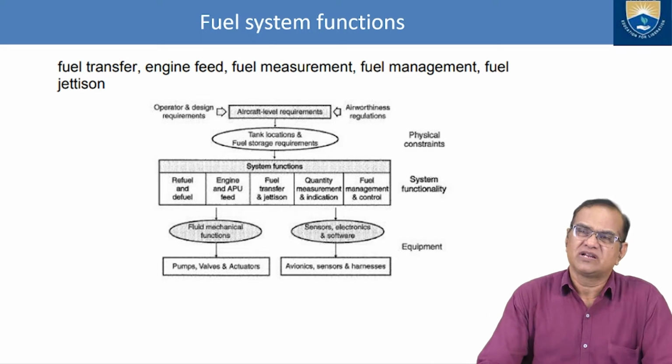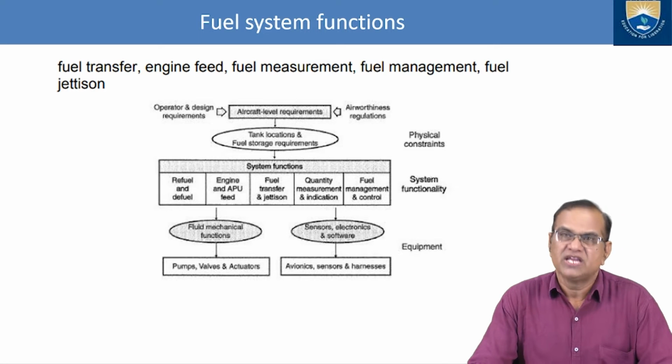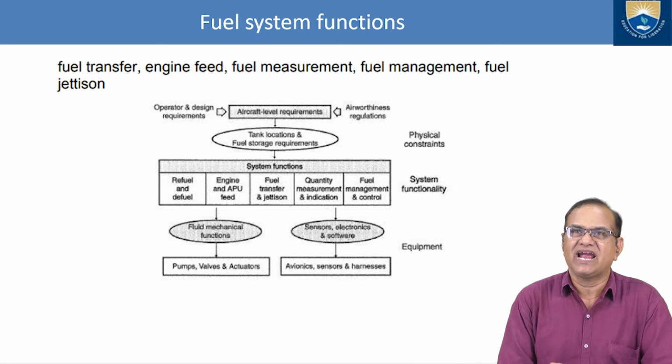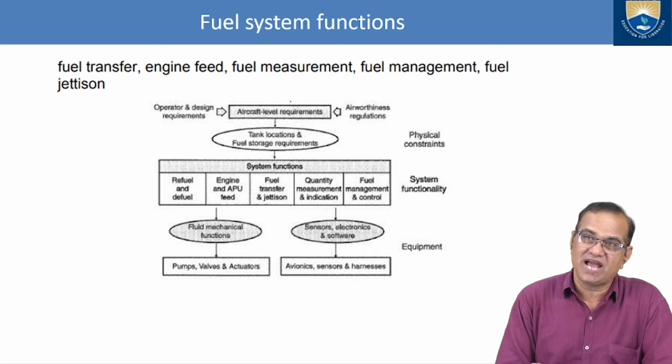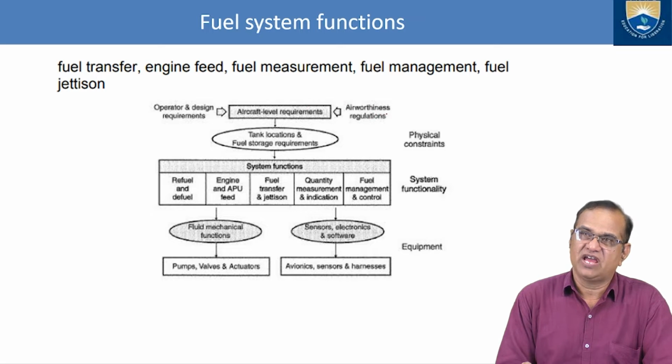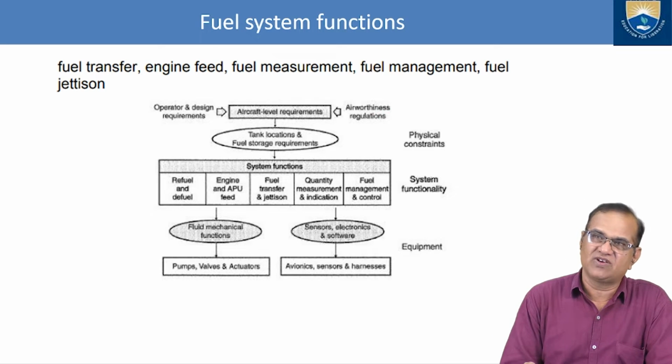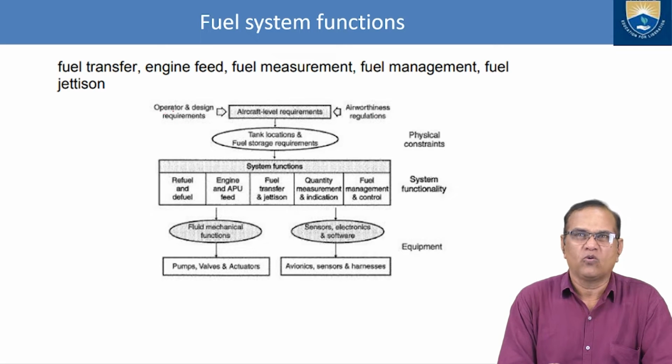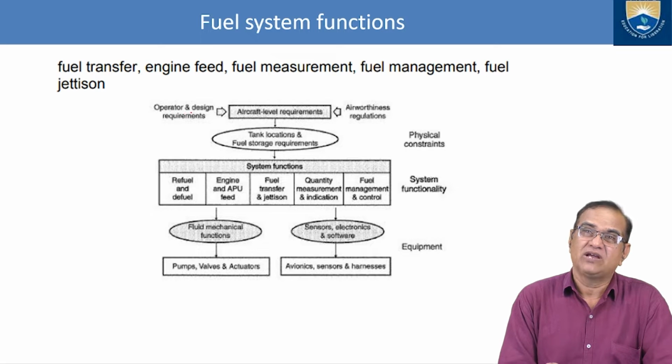Here I have shown one diagram or table in which you can see the operator and design requirements. It will go to the aircraft level requirement, such as how much fuel level in the aircraft can be seen by the pilot in the cockpit. Airworthiness regulations: the DGCA or FAA will formulate some policies, and the fuel system should follow the airworthiness regulations. Also, the designer should understand what the operator requirement is and what type of design we have to make. Then it will go to the aircraft level requirement.